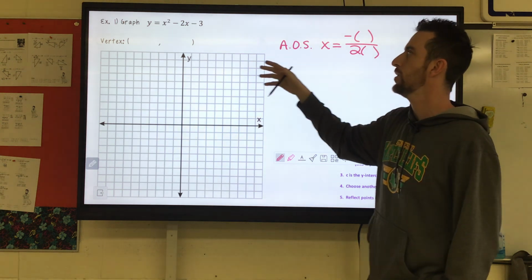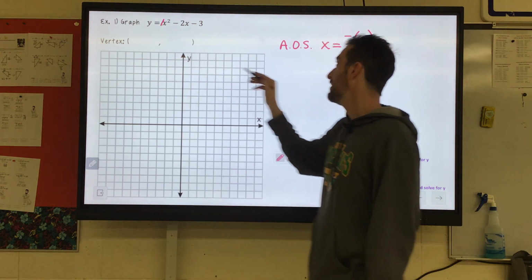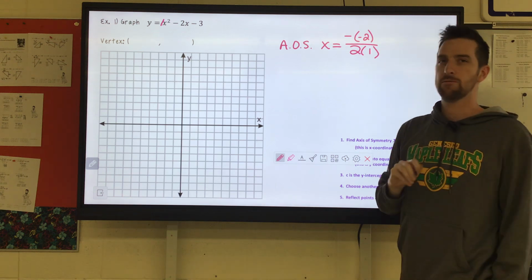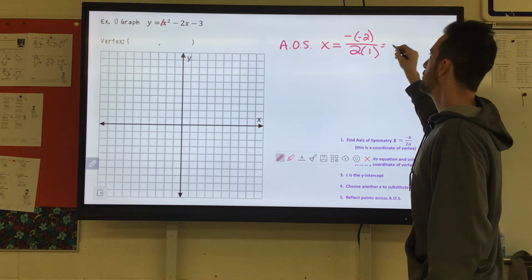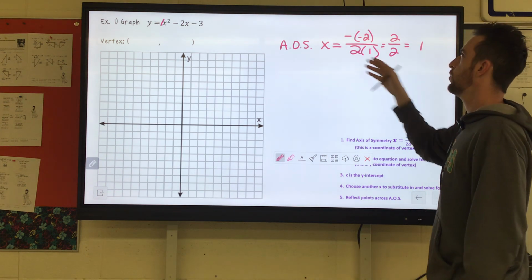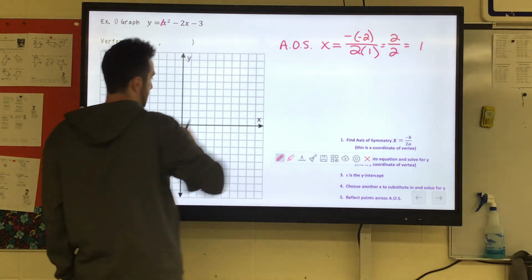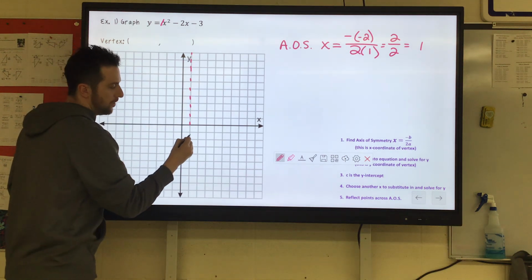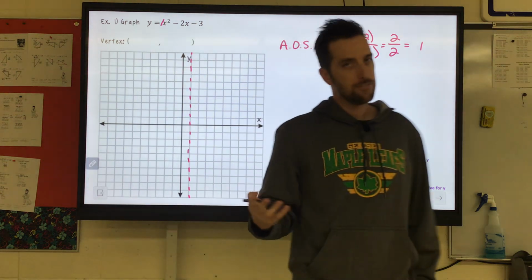If you look at the equation, the a would be 1, right? There's a 1 in front. The b would be negative 2. So we have negative 2 over 2 times 1, and the opposite of negative 2 is positive 2. Denominator 2 times 1 is 2. 2 over 2 is 1. x equals 1. Again, this is the invisible line that divides the graph perfectly in half. I actually like to draw a dotted line, but in theory, it's invisible.